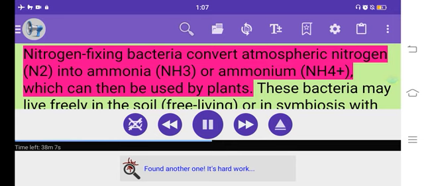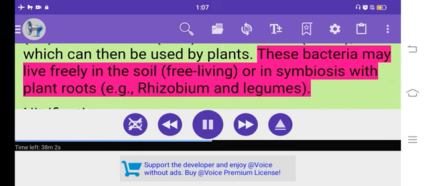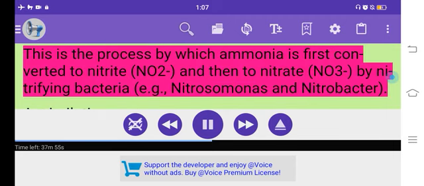Nitrogen-fixing bacteria convert atmospheric nitrogen, N2, into ammonia, NH3, or ammonium, NH4+, which can then be used by plants. These bacteria may live freely in the soil, free-living, or in symbiosis with plant roots, e.g., Rhizobium and legumes. Nitrification: this is the process by which ammonia is first converted to nitrite, NO2-, and then to nitrate, NO3-, by nitrifying bacteria, e.g., Nitrosomonas and Nitrobacter.